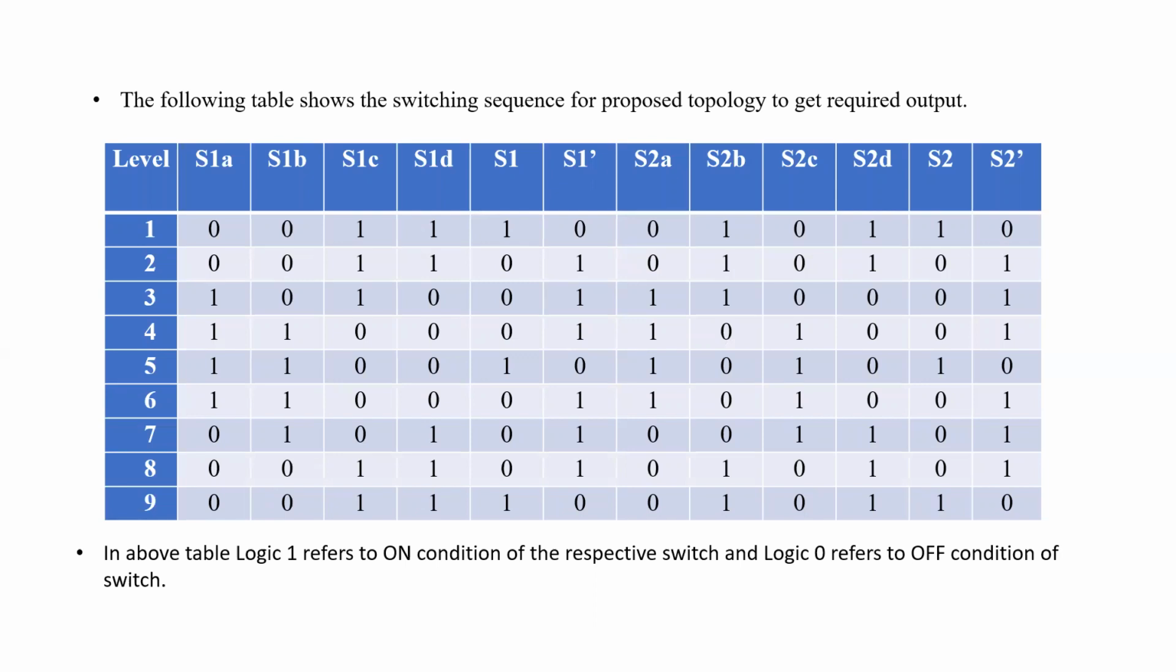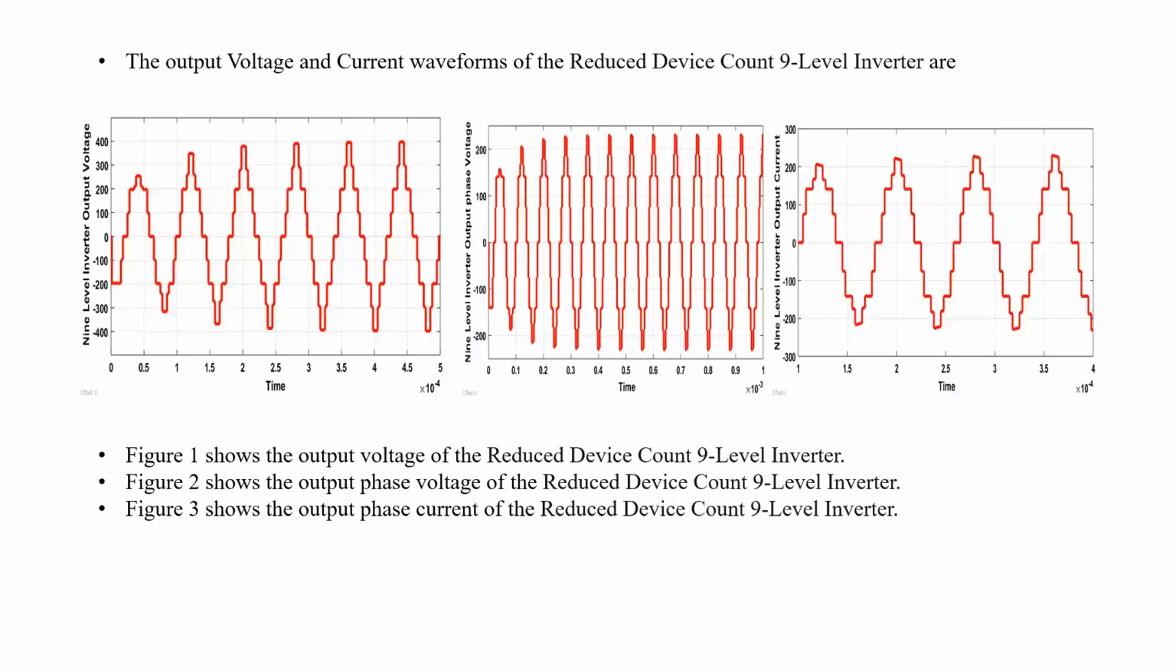For the first level of the output waveform, the switches S1C, S1D, S1, S2B, S2D, S2 are in the on position and the remaining switches are in the off position. For level 2, S1C, S1D, S1 dash, S2B, S2D and S2 dash are in the on position and the remaining switches are in the off position. Similarly, from the table we can see logic 1 refers to the on condition of the respective switch and logic 0 refers to the off condition. Thus, by using this sequence, we can get the 9-level output voltage and current waveforms.